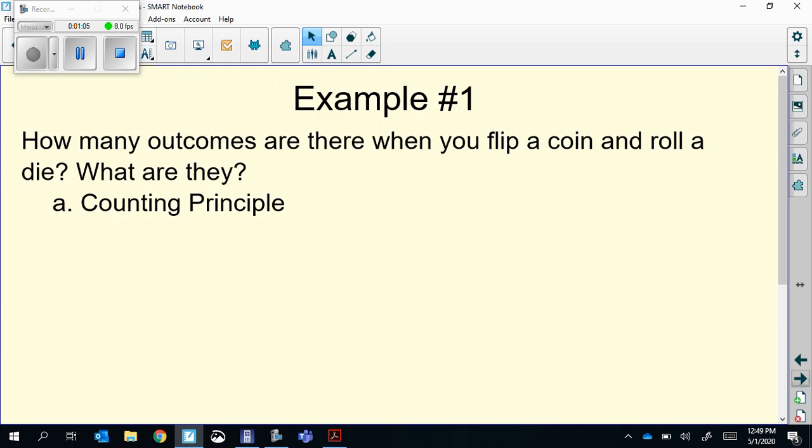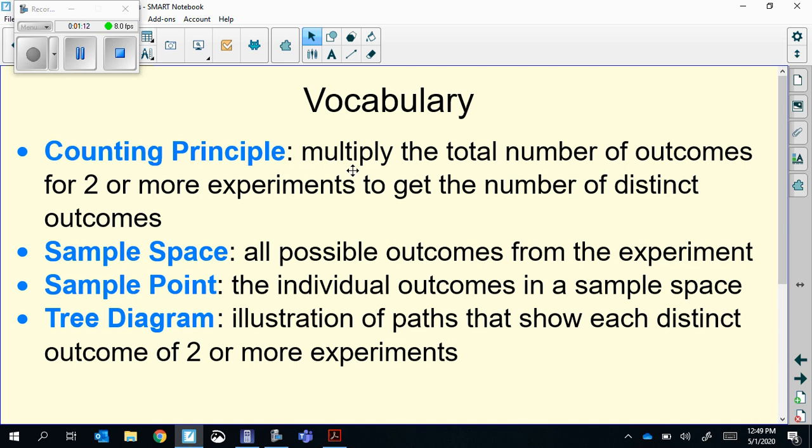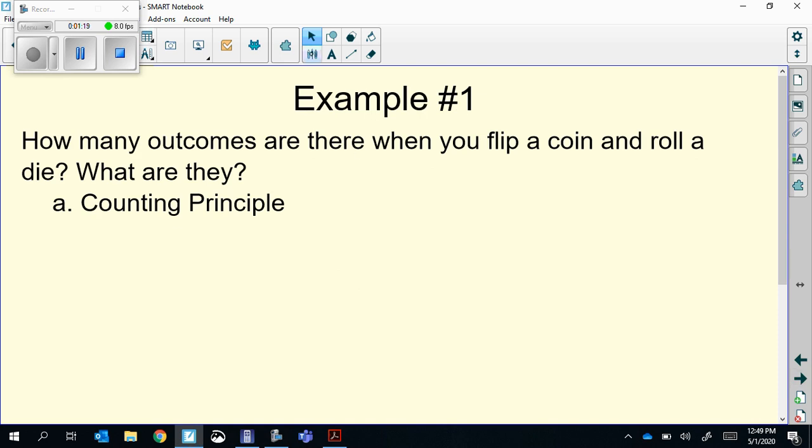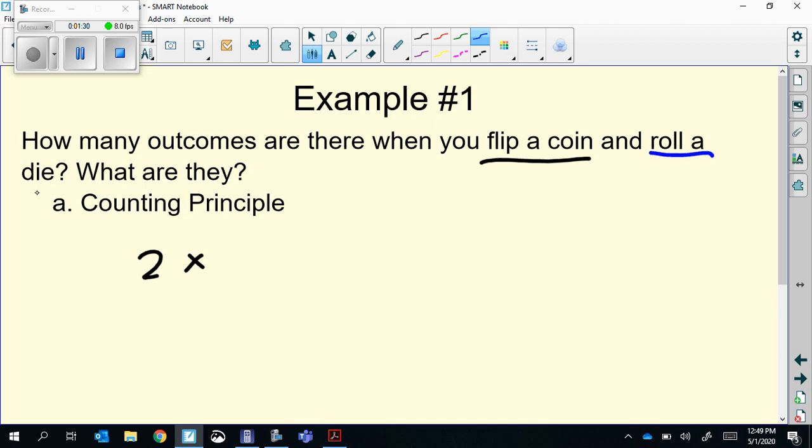So when you flip a coin and roll a die, let's go back, we're going to talk about the counting principle. The counting principle tells you to multiply the number of outcomes for each piece. So for flipping a coin, there's 2 possible outcomes. And then for rolling a die, let's assume it's a standard 6 sides. So multiplying it, you get 12 possible outcomes.